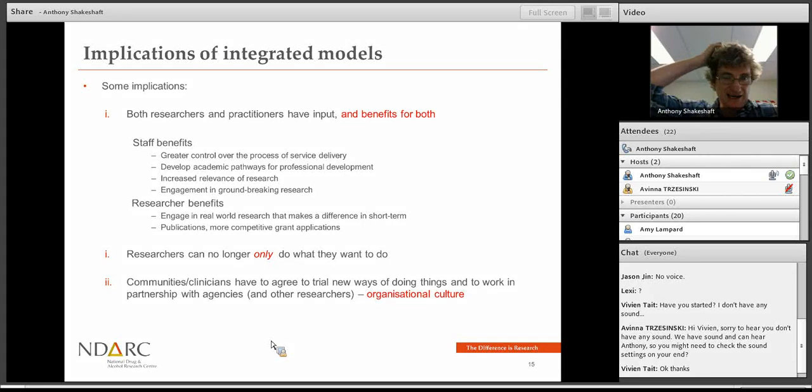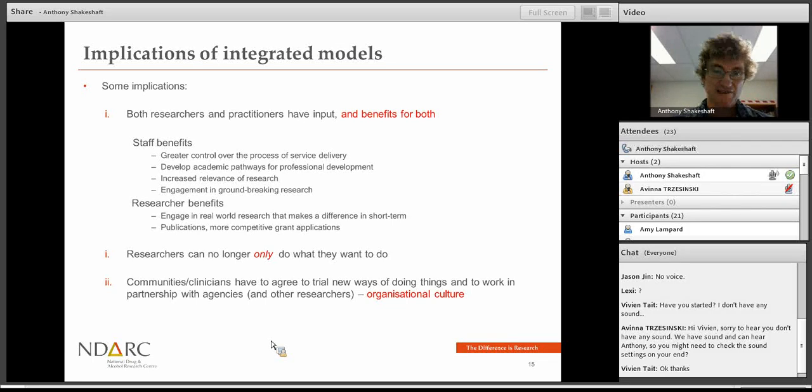Researcher benefits, as I say, include being more engaged in real-world programs. And we should be able to get better at more publications. What drives me when I sit down with my boss every year for my annual review is that he says, how many grants have you got and how many papers have you got? So engaging better with services should enable me to do more of those things. Another implication is that neither researchers nor service providers can just do whatever they want to do. There's got to be coming together and compromising and working through how we can do things that benefit both of us.